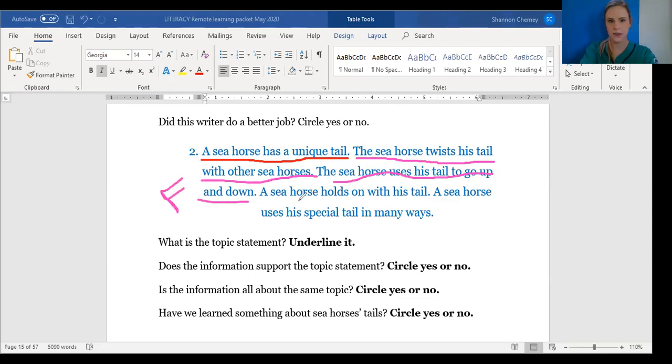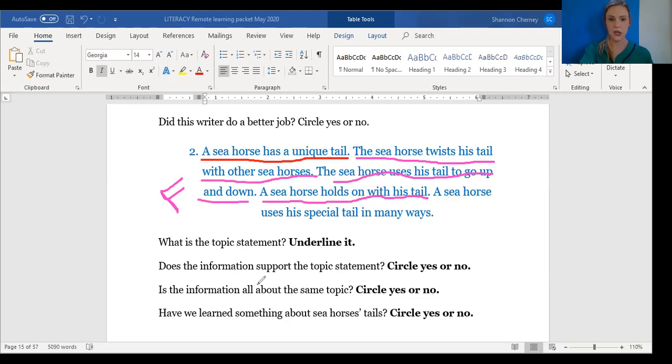Whoops, we also have this one. Look at all these facts and details. Now, does this information that you labeled support the topic statement? You're going to circle a yes or a no. Does that support the idea that seahorses have a unique tail?